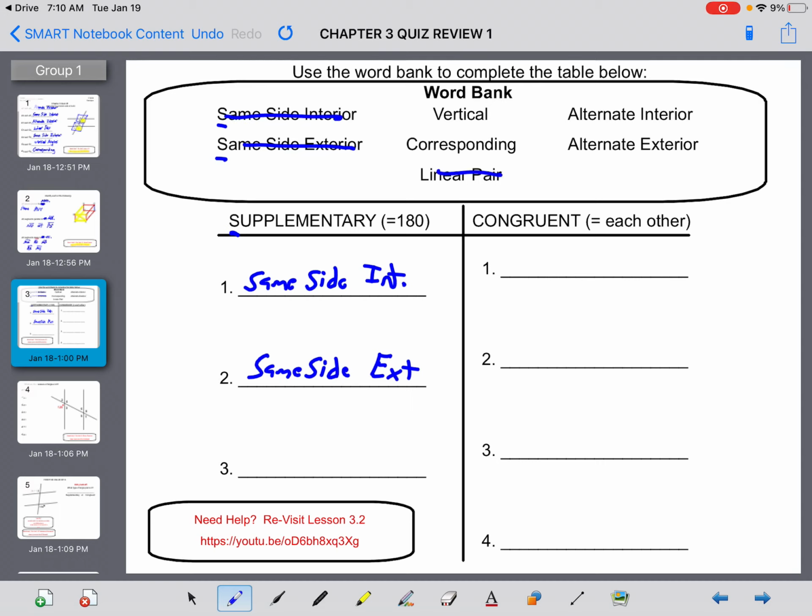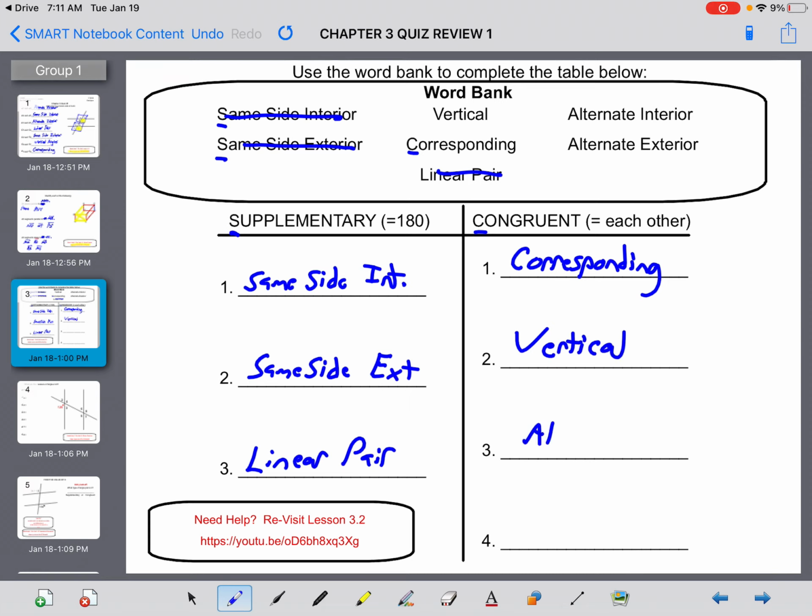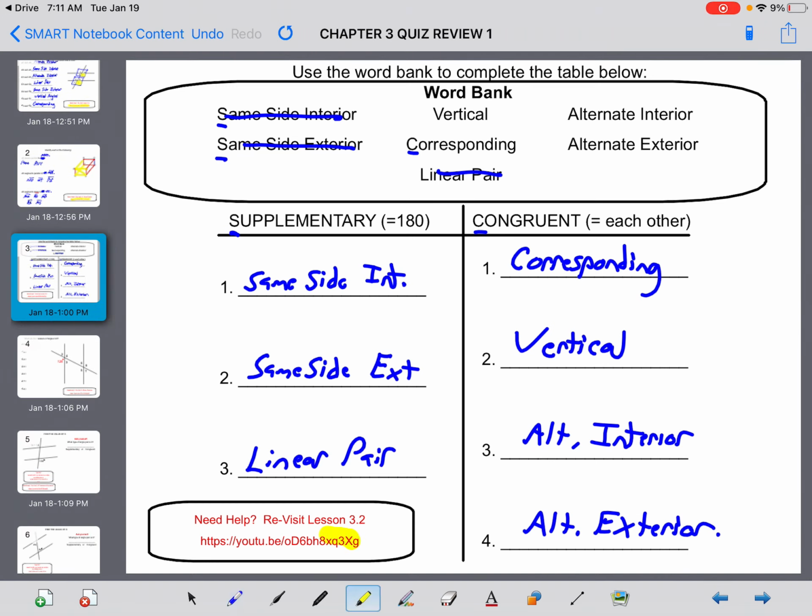Linear pairs create straight lines. They are also 180. Corresponding starts with a C. Congruent starts with a C. Vertical angles are congruent. And alternate interior and alternate exterior are congruent. Again, if you need help, revisit lesson 3.2.